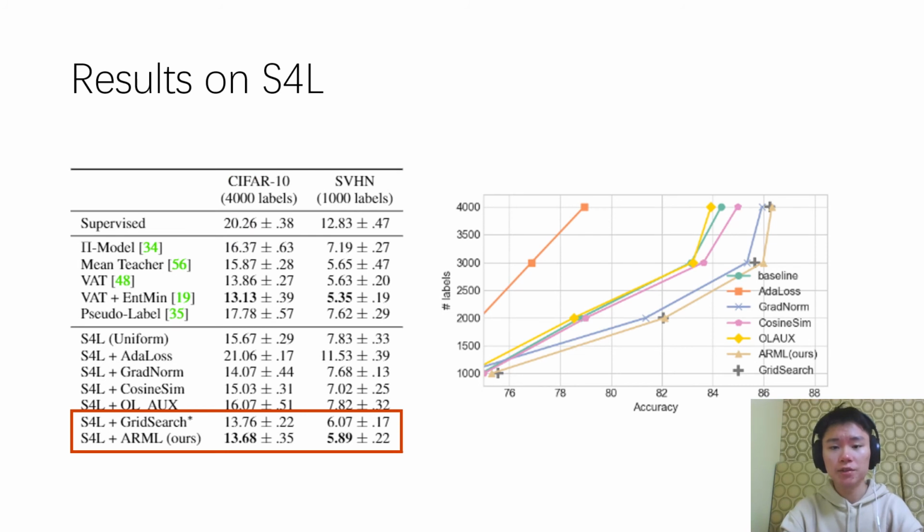And here are the results. We compare our algorithm with other reweighting methods in the last block of the left table and also in the right plot. Notably, our algorithm can get a similar result as grid search. Since grid search finds the optimal weights in multiple runs, it means that our method can find the optimal weights in a single run.